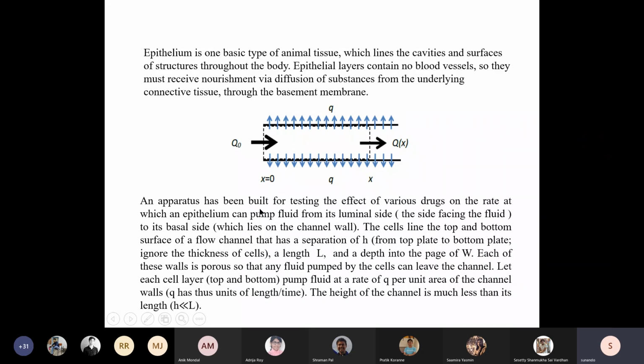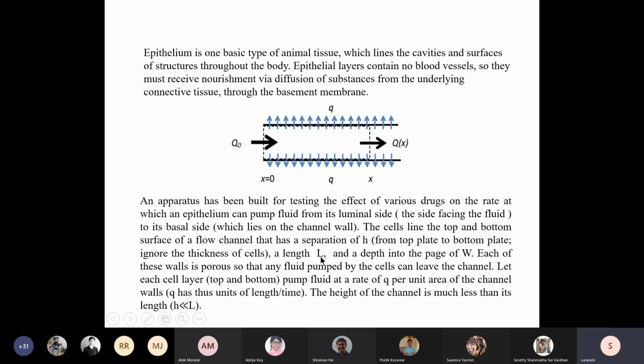So an apparatus has been built for testing the effect of various drugs on the rate at which an epithelium can pump fluid from its luminal side, that means the side facing the fluid, to the side which lies on the channel wall. The cell lines on the top and bottom surface of a flow channel have a separation of H. So it's just a description of the one that we have.